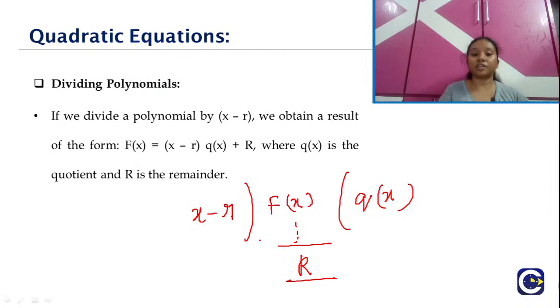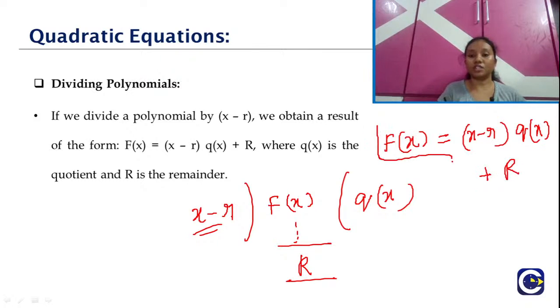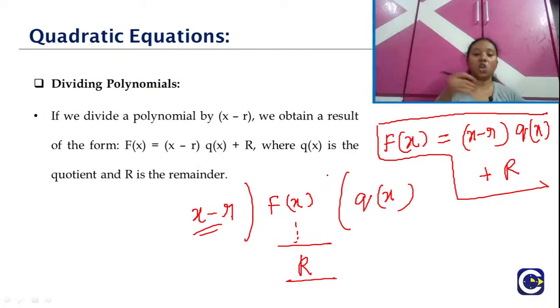So same as for numericals, we can write it here. What is our dividend? Dividend will be f of x. So dividend will be equal to divisor into quotient. What is the divisor here, guys? x minus r will be the divisor. And the quotient is q of x. So divisor into quotient plus the remainder. This is our factor theorem, we can say, and this is our long division method which we will be using to divide the polynomials.